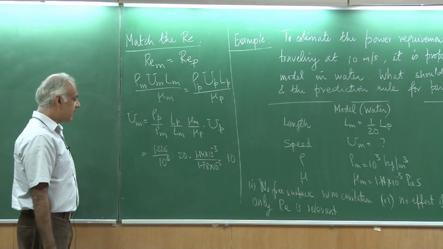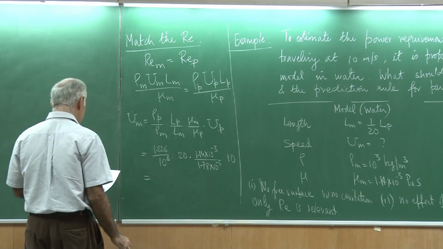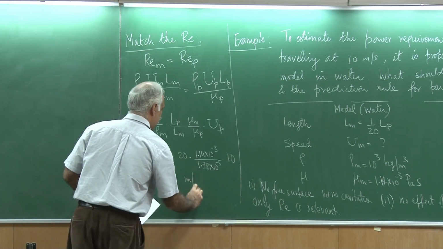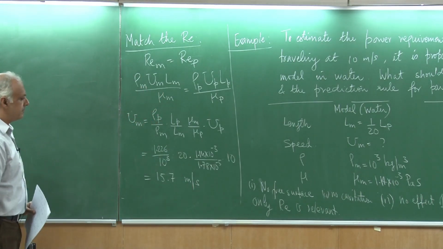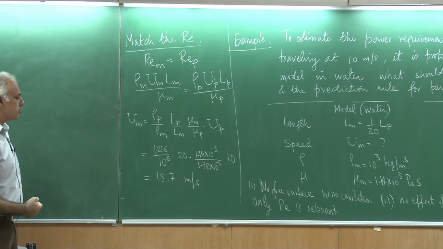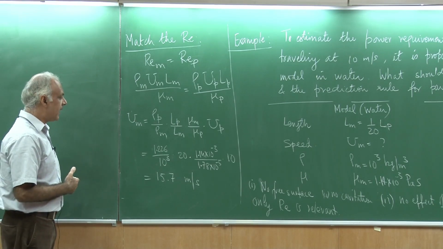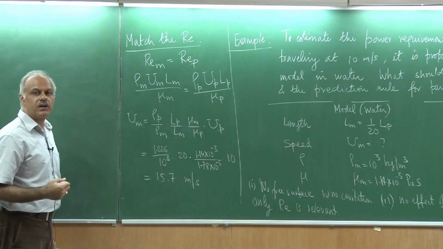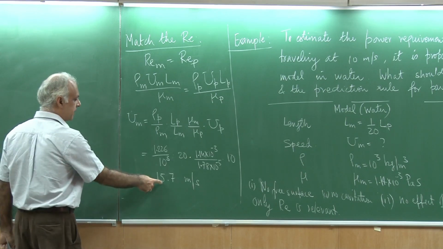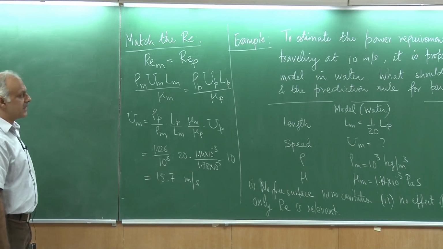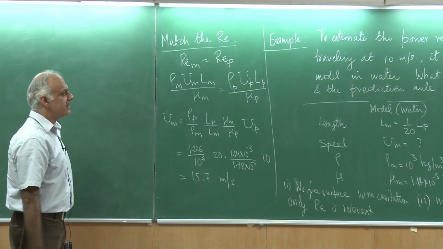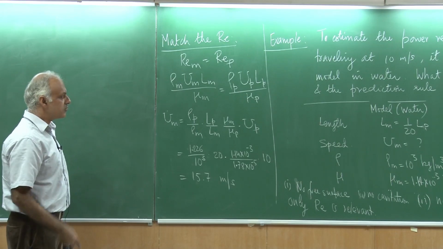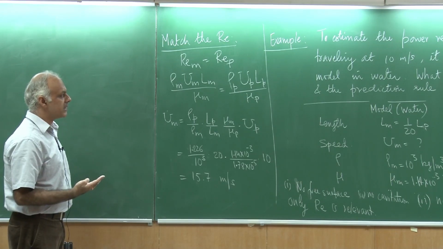The airship is traveling at 10 meter per second, and that would work out to 15.7 meter per second. Okay. So therefore, to do the experiment to ensure dynamic similarity, which means to ensure the same Reynolds number, I will have to pull the model of the airship in water at a speed of 15.7 meter per second, which is larger than the actual speed of the airship, which is only 10 meter per second. So that finishes the first part of the problem about the testing speed.